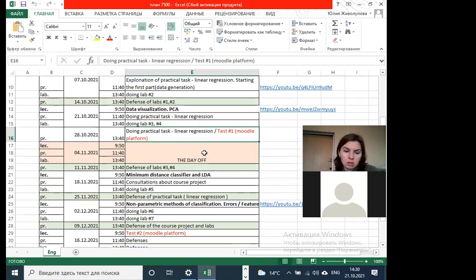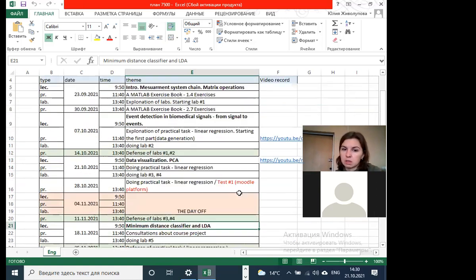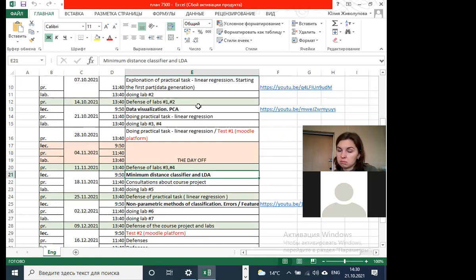And in the first week of November, we have a day off. So it will be time to do the third and the fourth lab works. And after that, we will go to minimum distance classifier and LDA. So we'll go to the new part of the theme: classifiers. We started with some introduction, visualization, PCA, preparation of the data, linear regression, and after that we will work with classifier techniques.